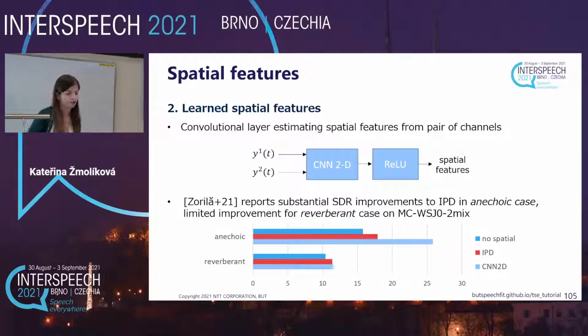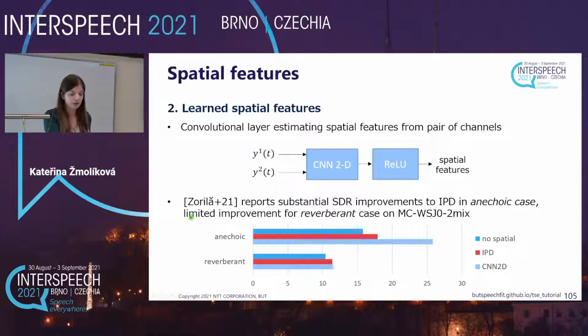The second option is learned spatial features, where instead of having this fixed computation of the IPDs, we simply input the signals, here they are in time domain, to the input of a convolutional layer, which can learn to extract some kind of spatial features. The parameters of the convolutional layer here are learned jointly with the full network, so it can learn some optimal representation or optimal information extracted from the multi-channel recording to help the neural network. These spatial features which are extracted would be again added to the input of the neural network.